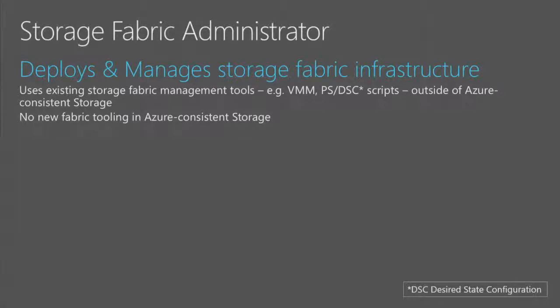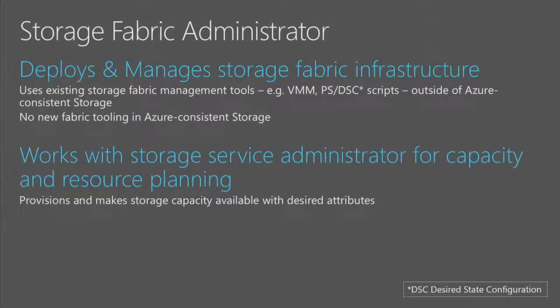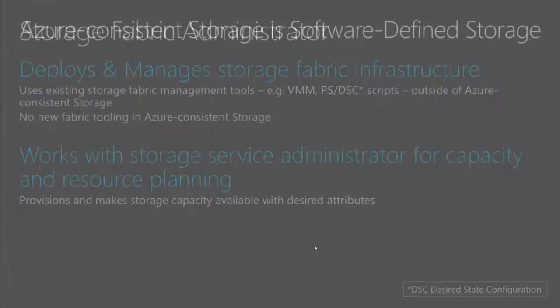This is really expecting the existing tools would work great, and VMM would provide the necessary complete management capabilities for all the features that we are shipping in Windows Server 2016 TP2 as well. So that will continue to be the preferred fabric management technology. And then the fabric administrator works with the storage service administrator for capacity and resource provisioning. What is it that my storage cloud services guy wants from me in order that he can go and build the storage cloud services on my fabric resources, right? That's really the thinking that goes on here.